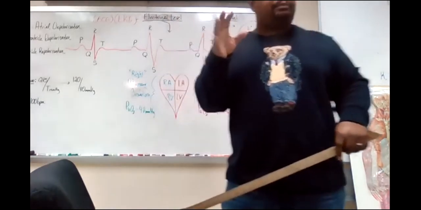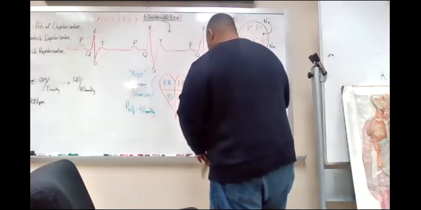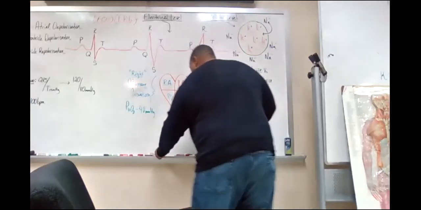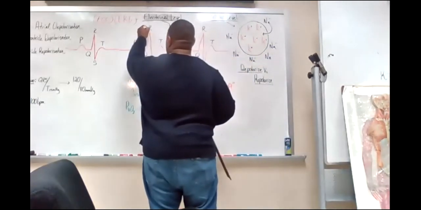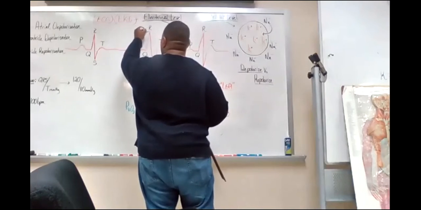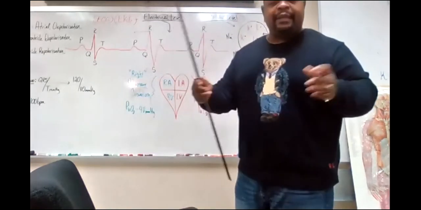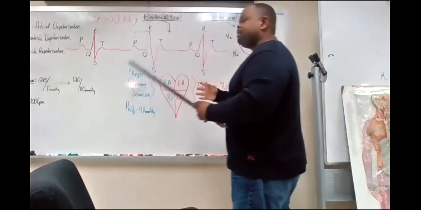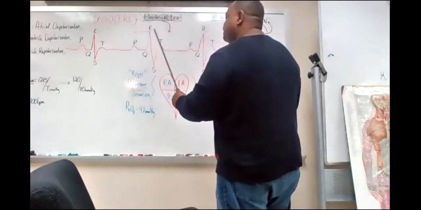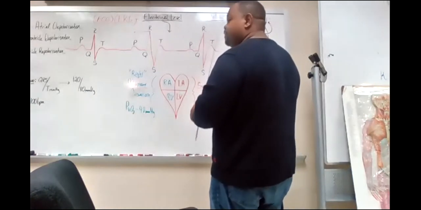That red and white paper with the boxes. If there's 3 small boxes between the P and the R here, all right, so this will be the PR interval, from here to here. This will be called the PR interval, the space between the P and the R, all right? Now, if that space is 3 small boxes on this one, then it better be 3 small boxes on this one for it to be a normal sinus rhythm.